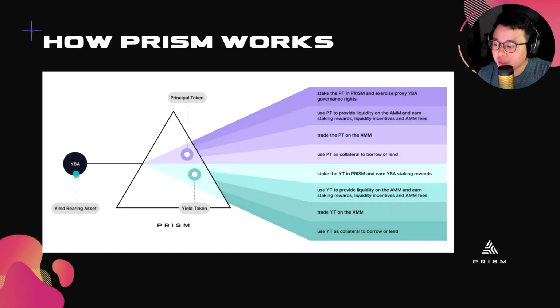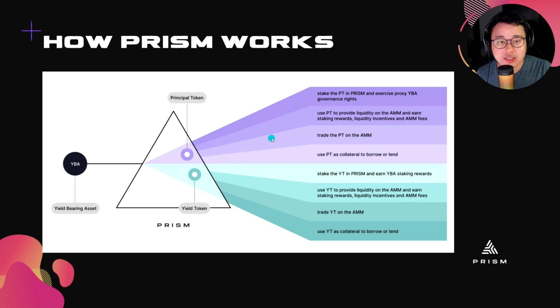So how does Prism work? You will take your yield-bearing assets such as your Luna, and then you'll go into the Prism Protocol website to split it into the principal and the yield component. The main difference is that the principal token can still be used for governance rights by staking it in Prism and exercising the proxy yield-bearing asset governance rights. And for the yield token, you can stake the YT in Prism and earn the yield-bearing asset staking rewards.